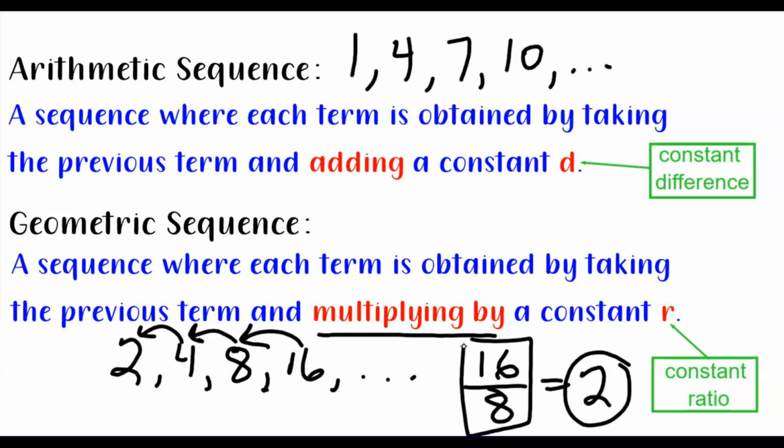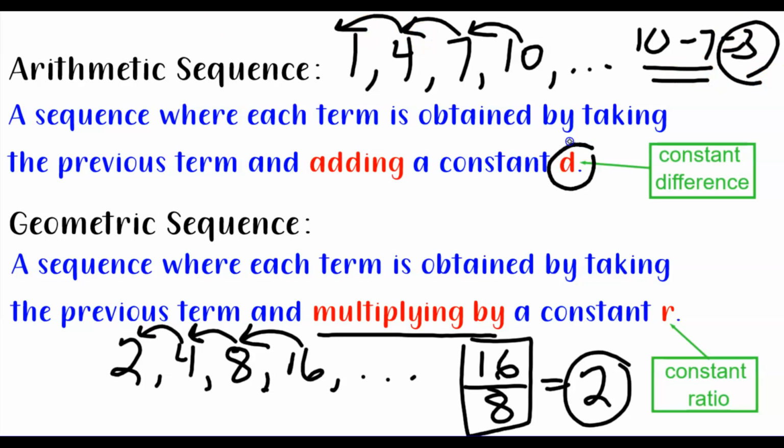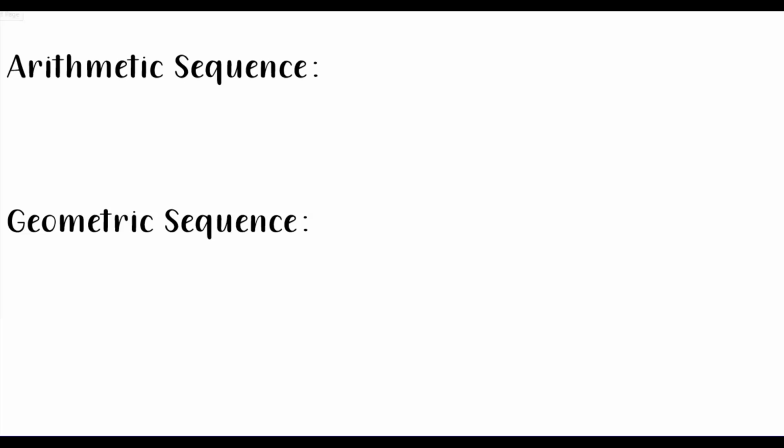Same is true with an arithmetic sequence. You can figure out the number you add by going backwards and subtracting. 10 minus 7 is 3, and that works in every single step. That's the common difference. So I just wanted to clear that up in case you had questions about why those were called common differences or common ratios.